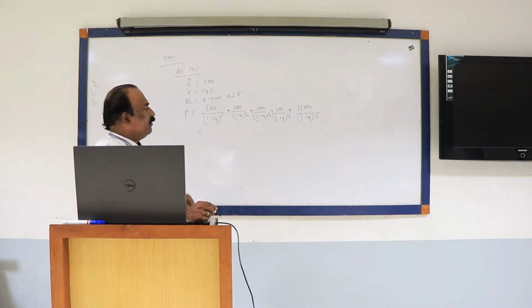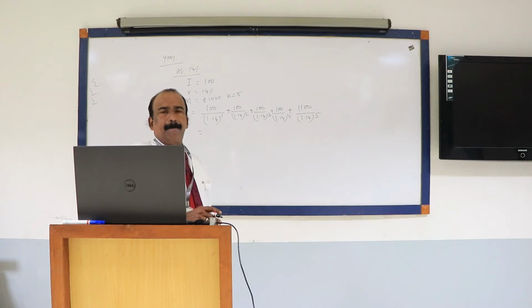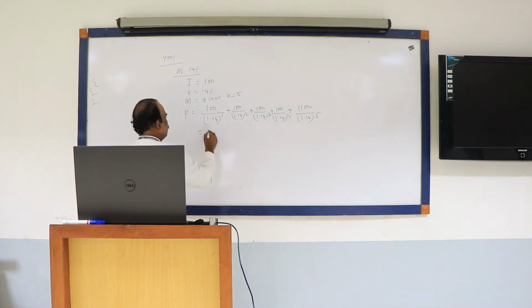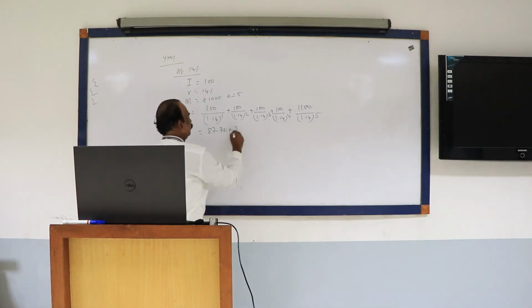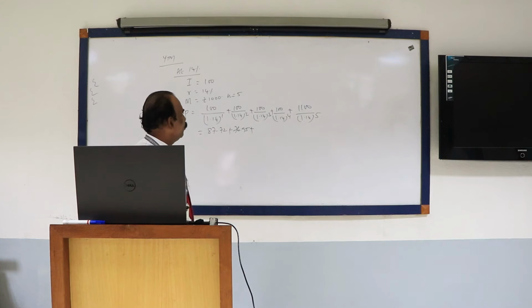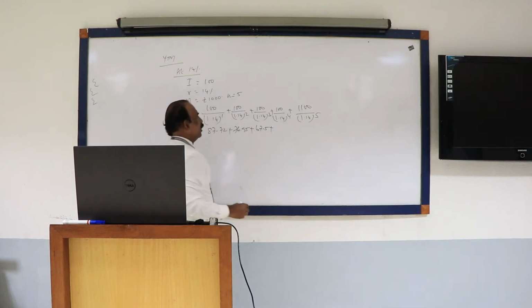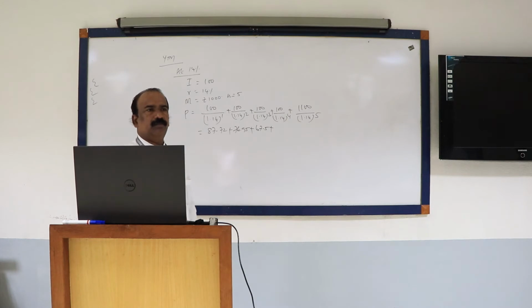So what is the first one? 100 divided by 1.14 power 1. That is 87.72. Plus 100 divided by 1.14 power 2, that is 76.95. Plus 100 divided by 1.14 power 3, that is 67.5. Plus 100 divided by 1.14 power 4.